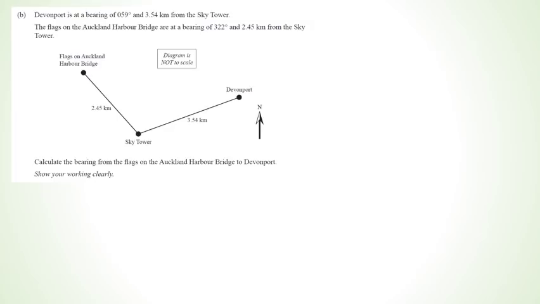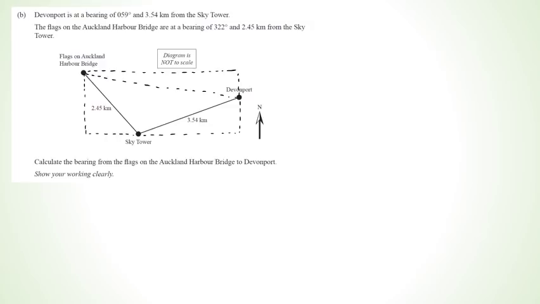Alright guys, so for the last question here, we've got a bearings question. The best way to do bearings questions is actually to try and create a whole lot of right angle triangles. So the first triangle I'm going to create is going to look like this. The second one is going to look like this. And then the third right angle triangle is going to look like this. Let's see if I can get that in right.